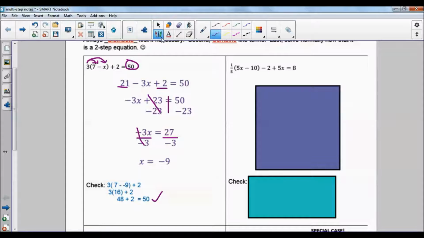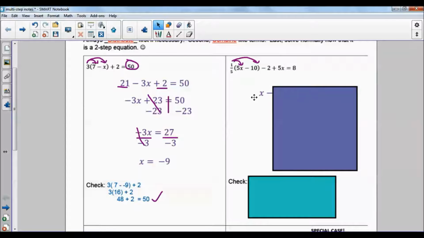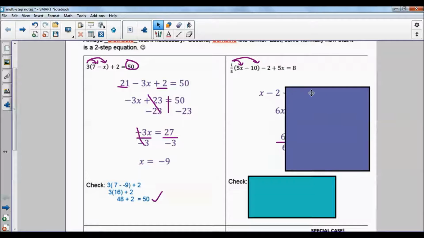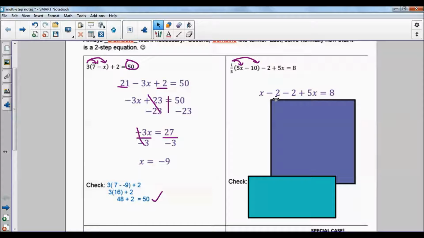So we have the 1/5 outside, and then 5x minus 10, and then outside of our parentheses, we have minus 2 plus 5x equals 8. So this time we're going to distribute this 1/5. So we're going to be multiplying 1/5 inside. When you multiply 1/5, it's really like dividing by 5. So 1/5 times 5 is just 1, so we'd have 1x there, right? 1/5 times 10 is going to give us 2. So we have x minus 2 after we distribute. Then we have minus 2 and plus 5x.